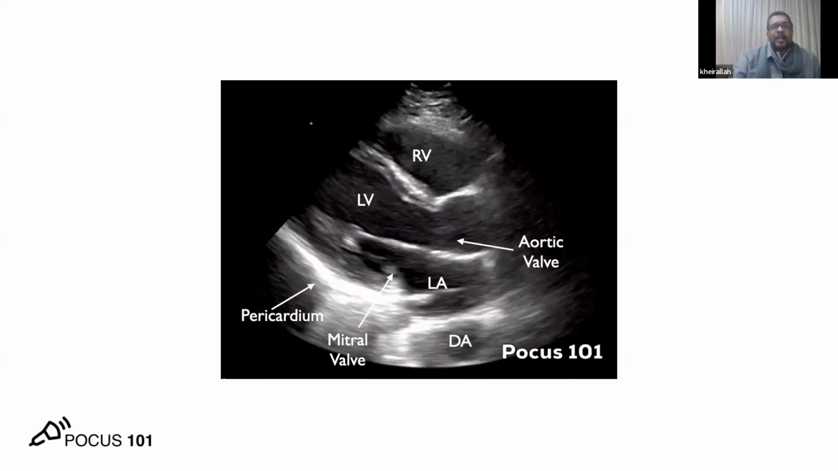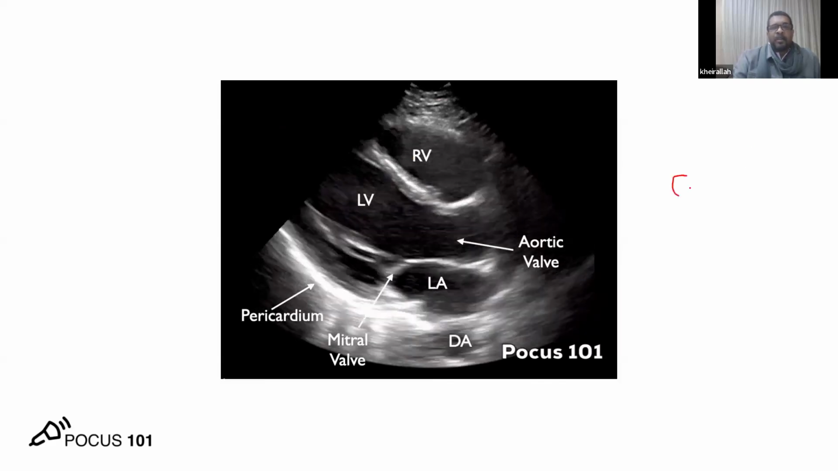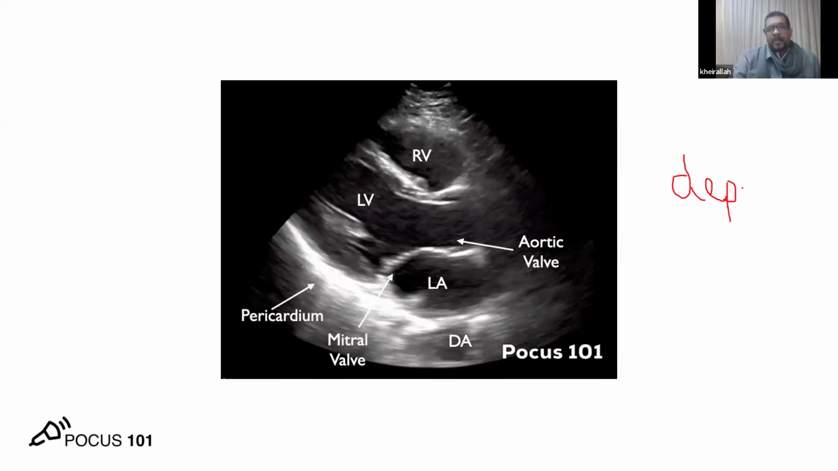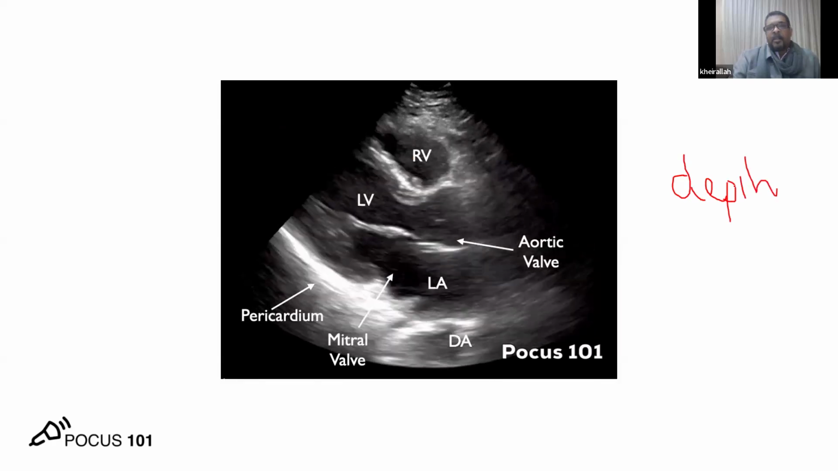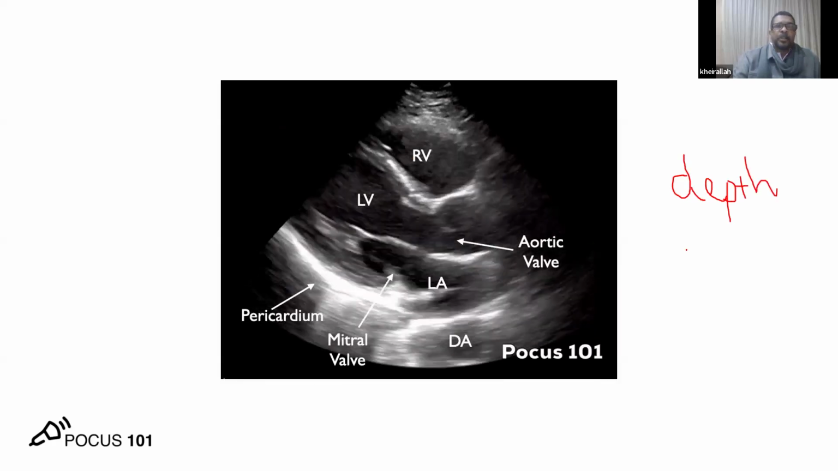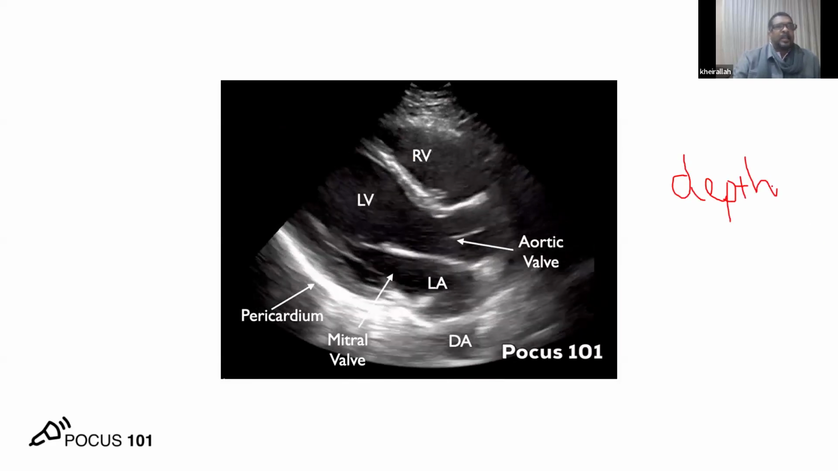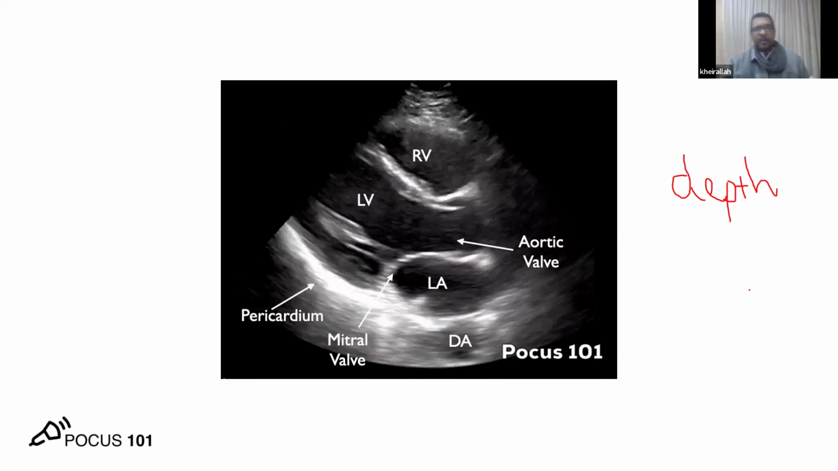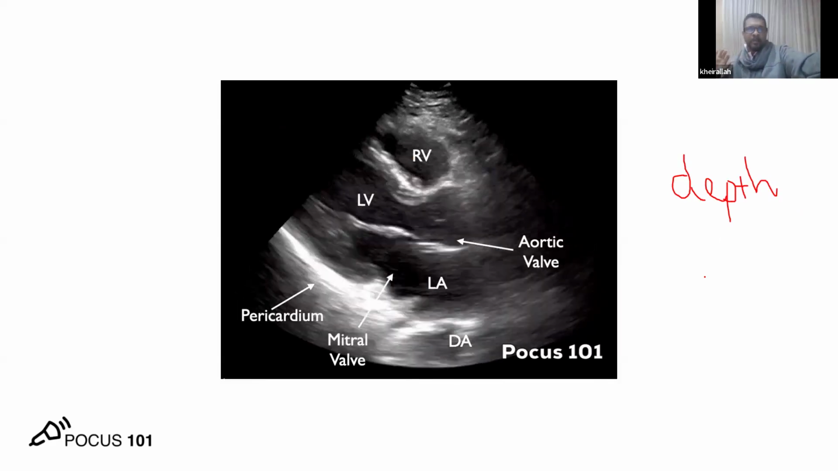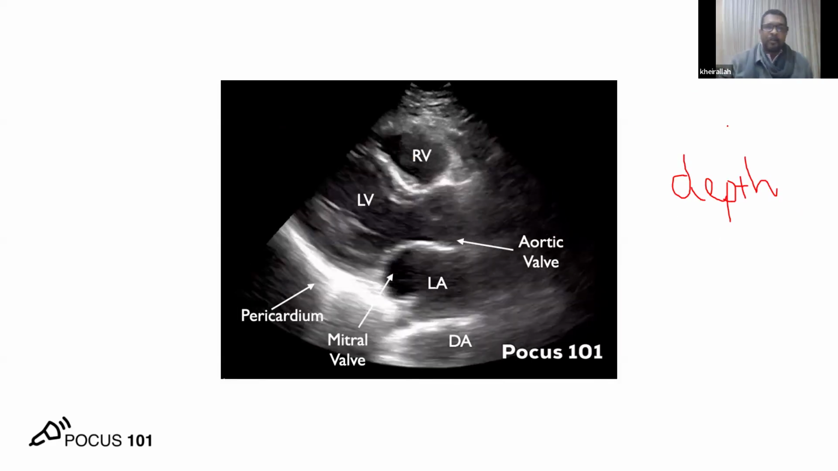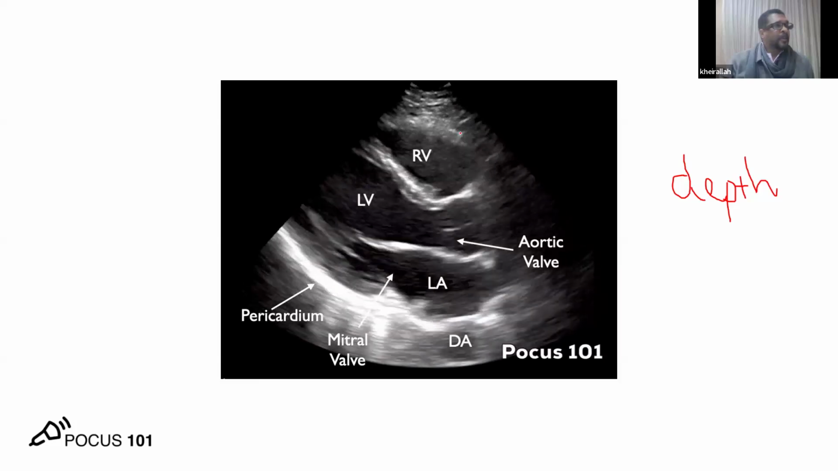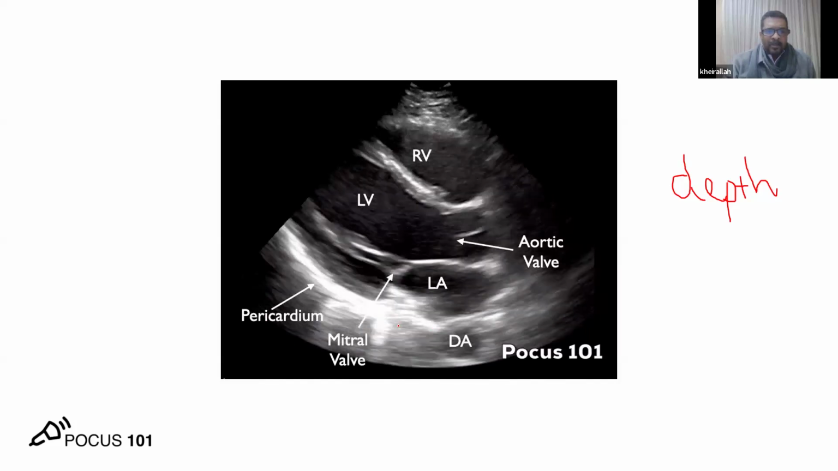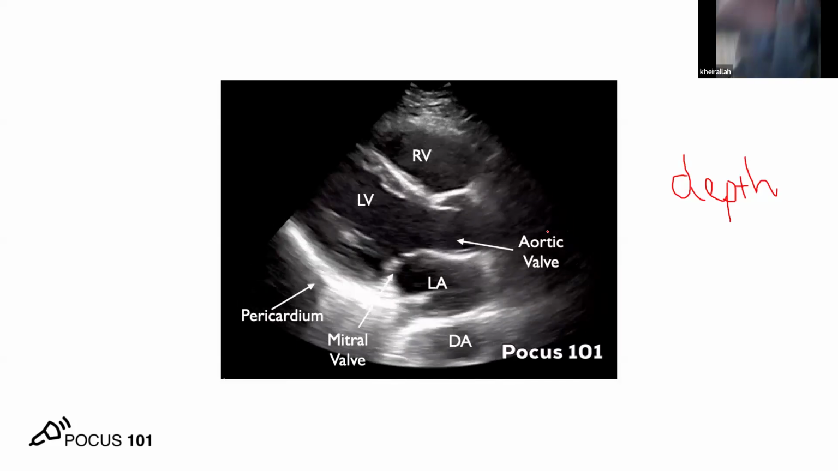Of course it's important that we know we can change the depth. Depth. What's the meaning of depth? In the echo machine, there is a button for depth. So you can change the depth, increasing the depth and decreasing the depth, okay? If you increase the depth, you are going to see more of what is around the heart, yeah? So if you are looking for something like pleural effusion and something extracardiac, you need to increase the depth, okay?